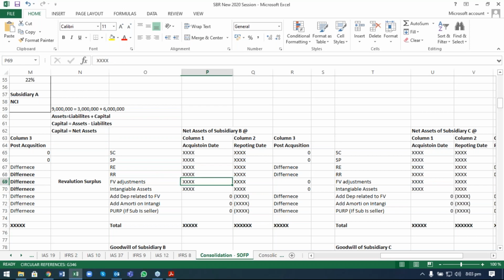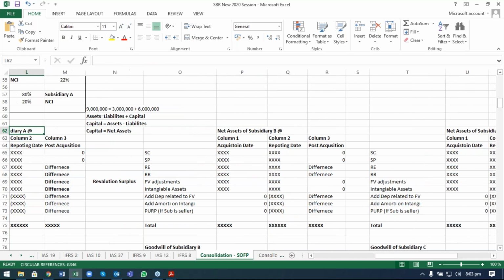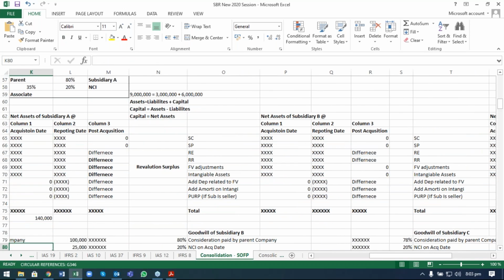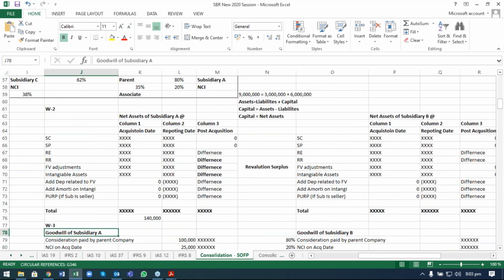So the next section, I'm looking into it. One thing, we have identified the net assets of subsidiaries side by side. So the next thing that comes in is the third step, or working 3, which is related to the goodwill of subsidiary. How you're going to calculate goodwill of subsidiary? That is what we are going to perform right now within the question we have.